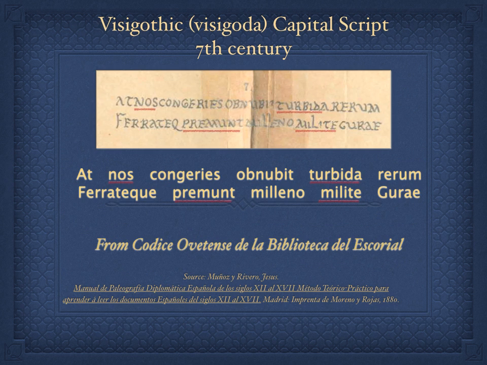Another script that we can consider is the Visigothic or visigoda capital script, and it shares much in common with the Roman script. This is from a codices, the Codices Oventense and the Bibliothèque de Escorial, Philip II's personal palace. And you can see some underlined text here that would be very recognizable, like nos, N-O-S. You'll see turbida, primont, emilite.